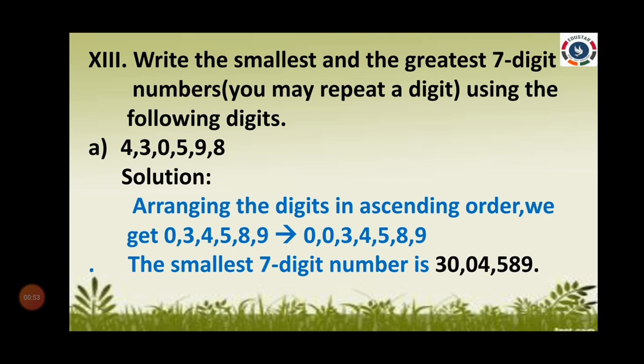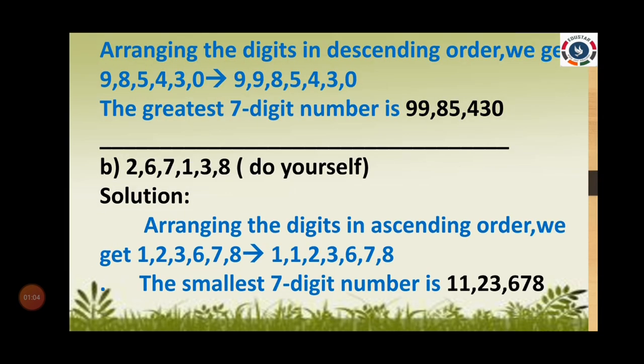Roman letter 13. Write the smallest and the greatest 7-digit numbers. You may repeat a digit using the following digits. First one I did. The next one you did yourself. So check your answer.